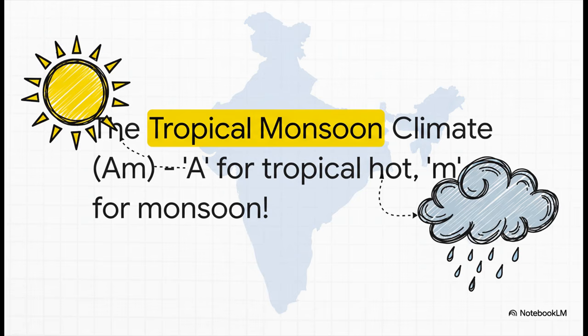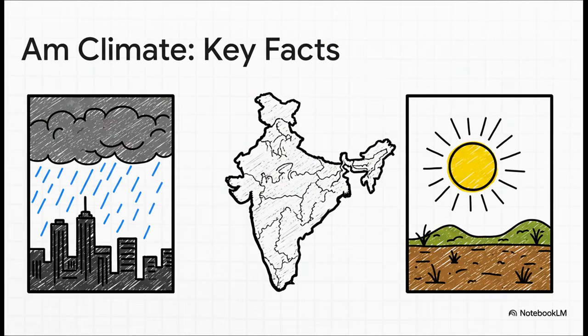This is the climate of our very own India. This should feel super familiar, right? The M climate is right here in the Indian subcontinent. We get those super heavy summer rains, and then our winters are mostly dry. Just think about the famous Mumbai monsoon you see all over Instagram every year. That is a perfect example of an M climate.